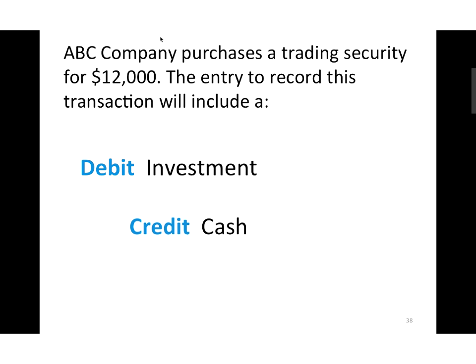Okay, so that's what this entry is. Notice I didn't waste my time reading all the answers, getting confused. I just know it's asking me about the entry. So I can very quickly jot down the entry. We're going to debit, we could call it short-term investment or investment, credit cash. So that's what I know.